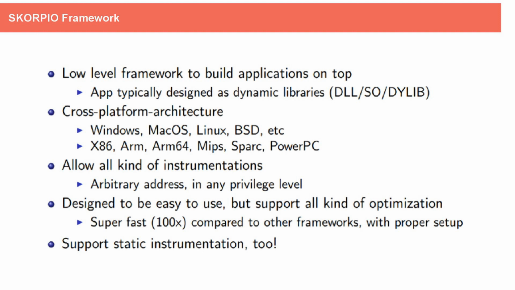And unlike many existing DBIs you can find on the internet, many of which only allow you to instrument at the function entry but not anywhere after that, Scorpio allows you to instrument anywhere in the program. It doesn't limit you to function entries at all. Scorpio is designed to be easy to use, but supports all kinds of optimization. In some special cases, you can design a very fast tool, which can be 100 times faster than existing DBIs, which is important for the fuzzer, right?